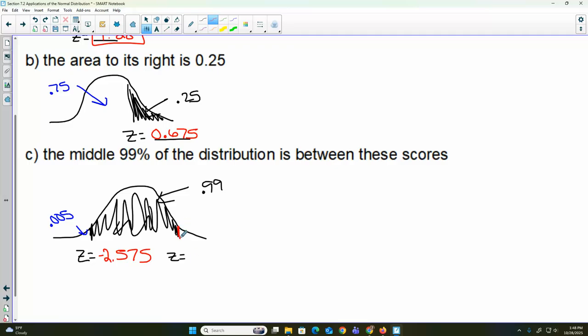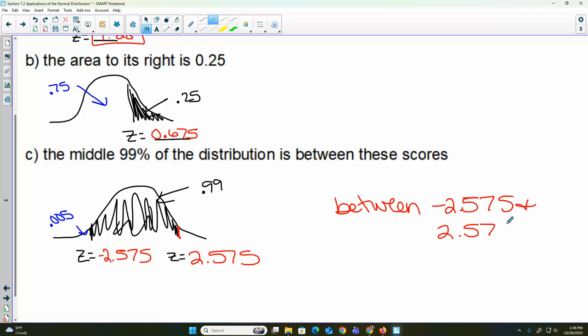So what do you think this one would be? Positive 2.575. Because it's symmetric, we know it's the same on each side. So it's just between negative 2.575 and positive 2.575. Because we already know the normal curve is symmetric, so if there's 0.5% on this side, 0.5% on that side, the z's are the same, just one's positive and one's negative.